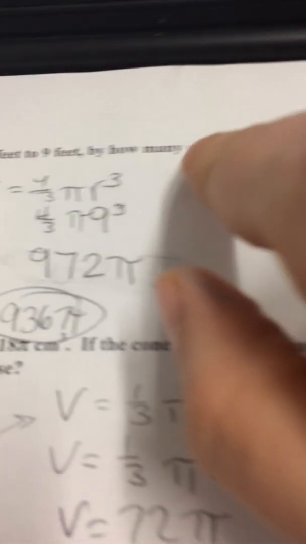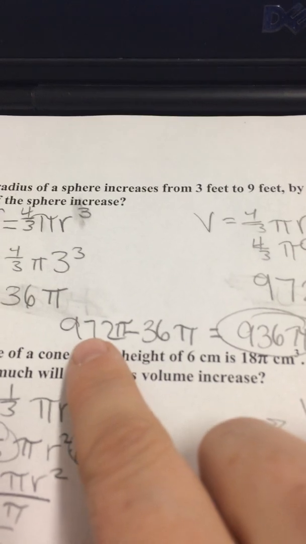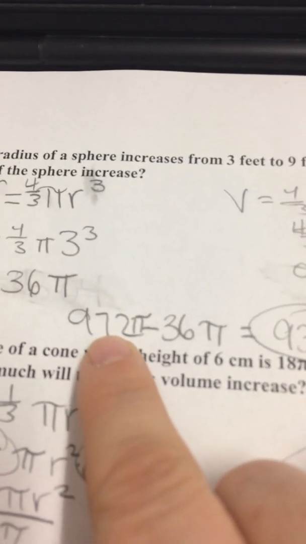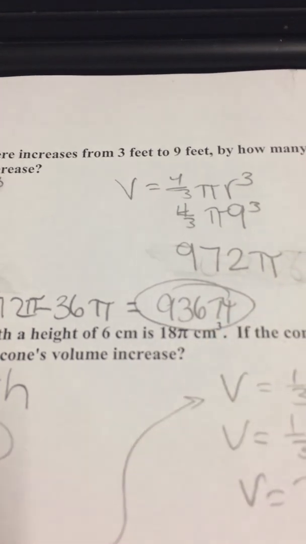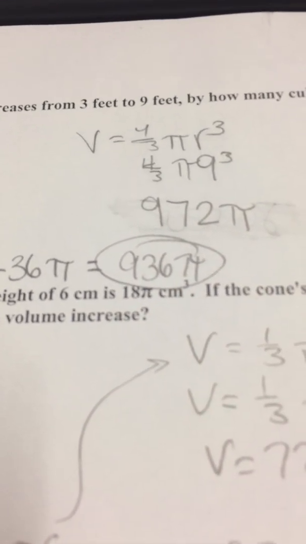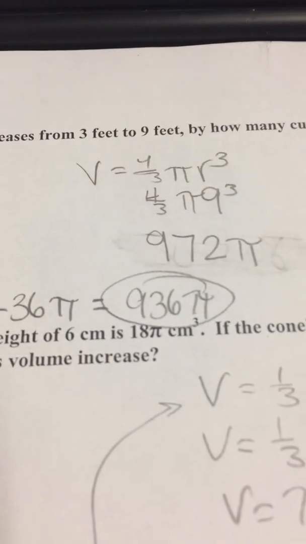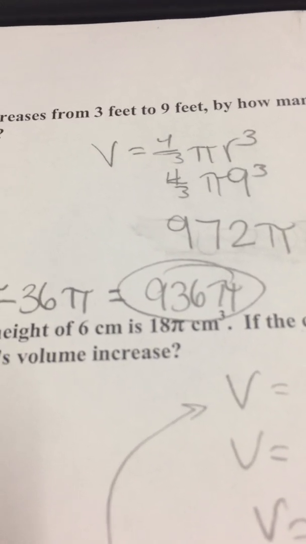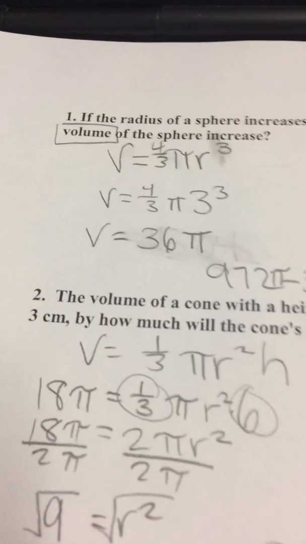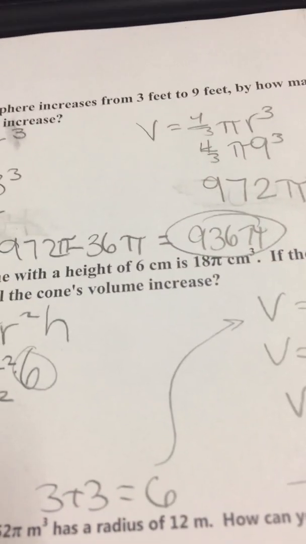So to find how much bigger this one is than this one, you'll just subtract. Answer, 972 pi minus 36 pi, and you get 936 pi. Okay, so that's how much bigger. If they wanted it with the decimal, you could just take your answer times 3.14, and that would tell you what it is.